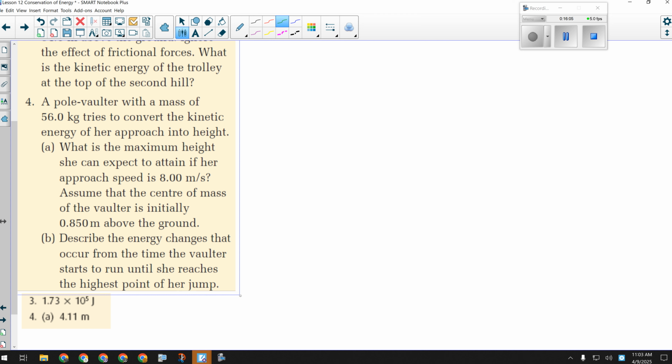Here's the simplification. I understand that in the real world, she would still have some kinetic energy horizontally to clear the bar. We're going to imagine she messed up and she went straight up and then came straight back down.